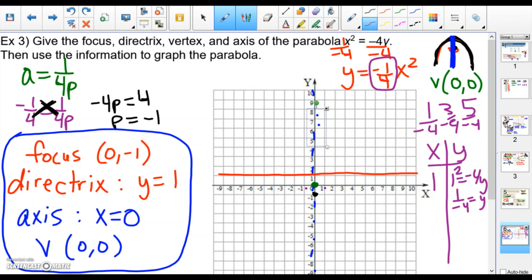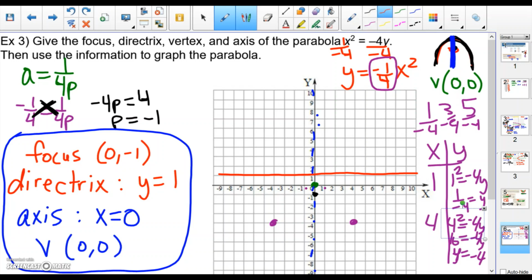Let's try, if I plug in positive 4, maybe that'll be easier. 4 squared equals negative 4y. 16 divided by negative 4 is going to give me y equals negative 4. So 4 comma negative 4. All right, that's more like it. At least I don't have to deal with fractions there. I would have a symmetrical point over here. I'd say that's probably good enough.